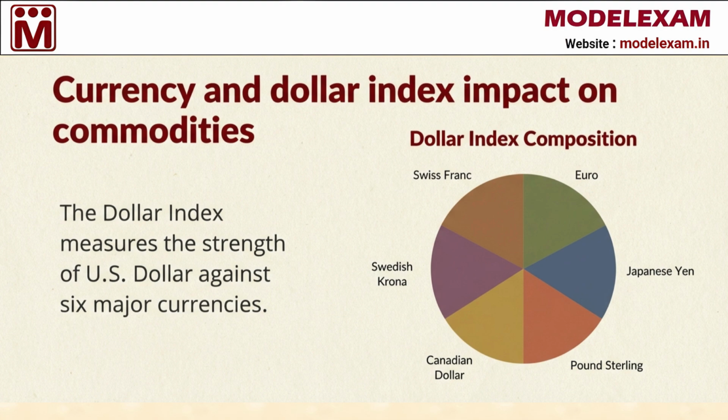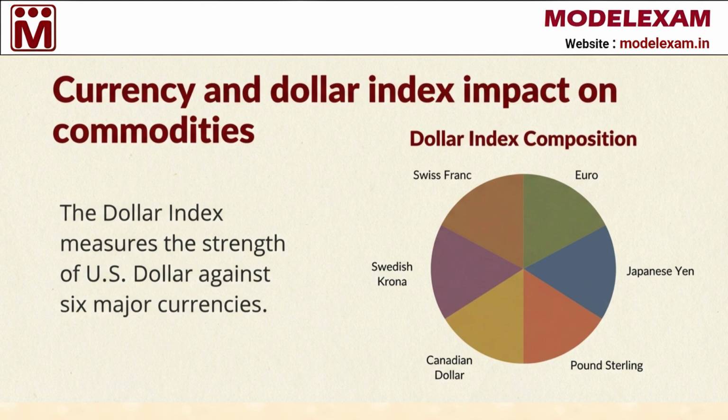Now, let's talk about money. Since commodities are traded across borders, currencies matter. The dollar index is a very useful tool here. It measures the strength of the United States dollar against 6 other major currencies such as the euro and the Japanese yen.